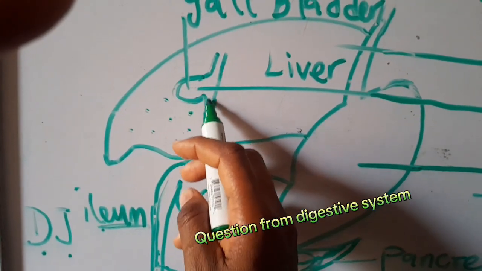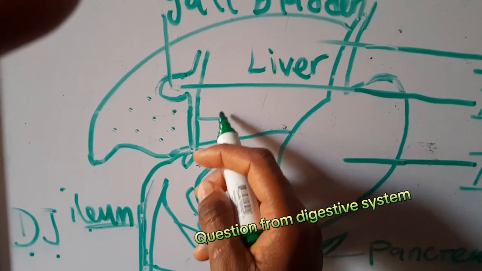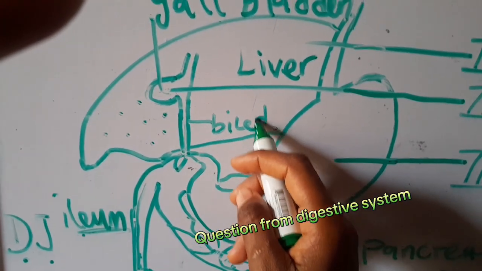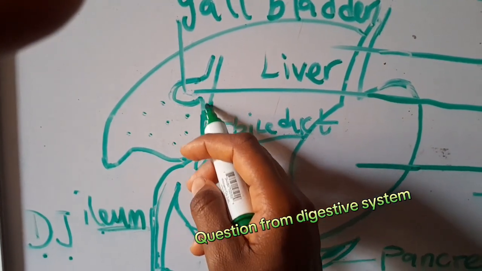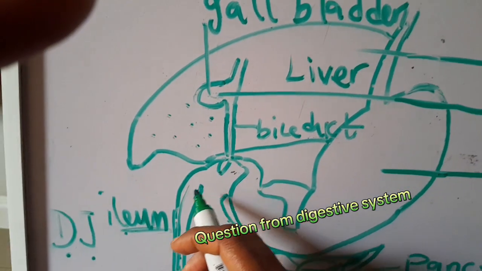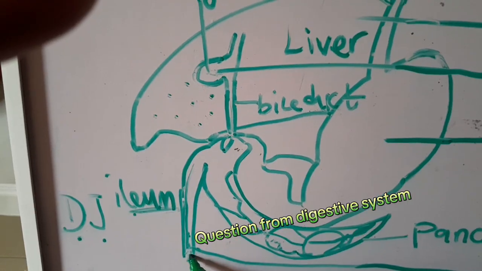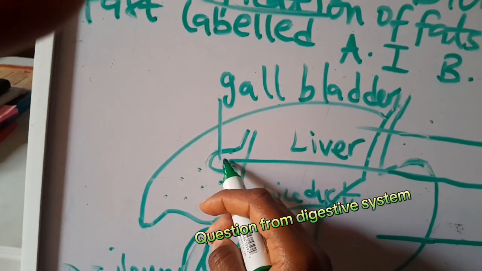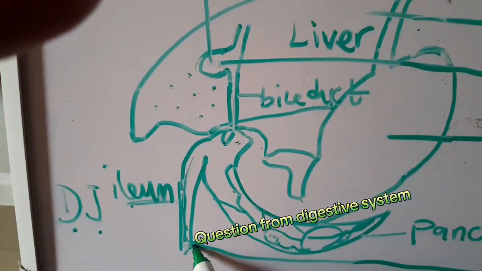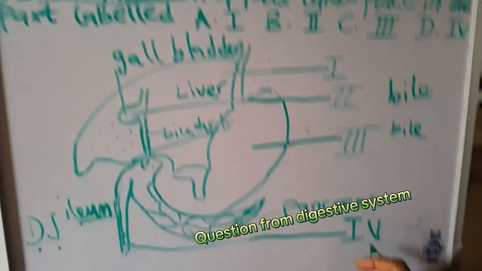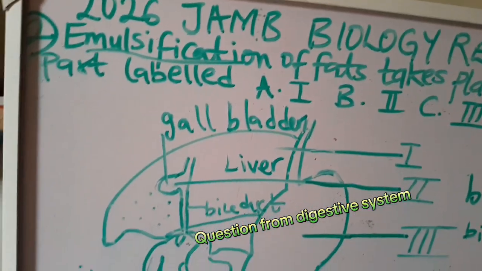The bile stored in the gallbladder leaves the gallbladder through this structure we call the bile duct. The bile duct enables the bile to leave the gallbladder and move to the first part of the small intestine here called the duodenum. So this is where emulsification of fat occurs, not where the bile is stored. It is not occurring in the gallbladder, but in the duodenum here. So the answer to this question is actually IV, which is option D. This is where emulsification of fat occurs.